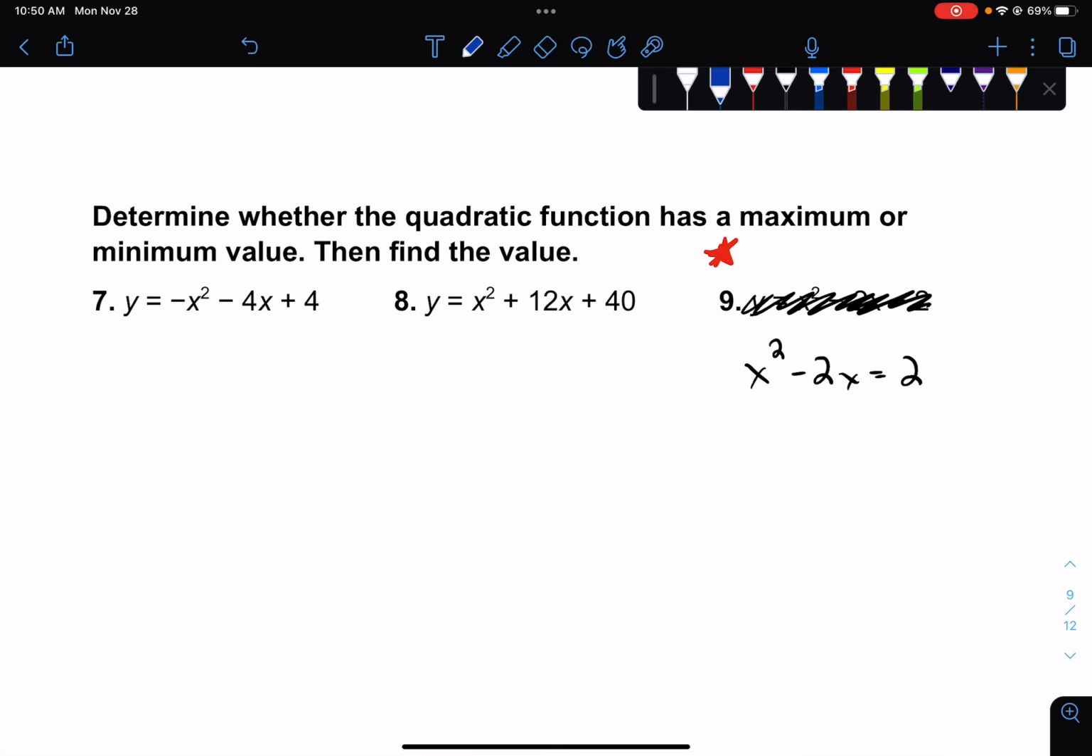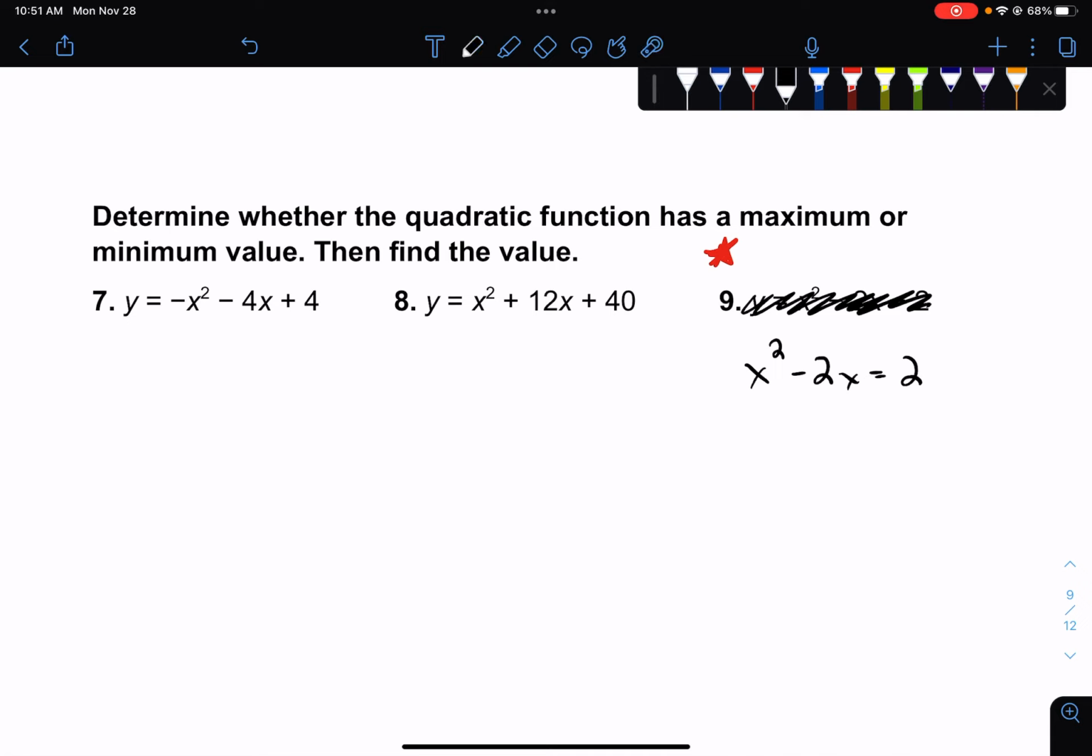7, 8, and example number 9. I want you to try those on your own. Pause the video, try those on your own. Number 9, the only difference is the 2 is on the wrong side, so you're going to have to move that over here to start with, which you guys have gotten pretty good at doing. So pause the video, try 7, 8, and 9, and hit play when you're done.